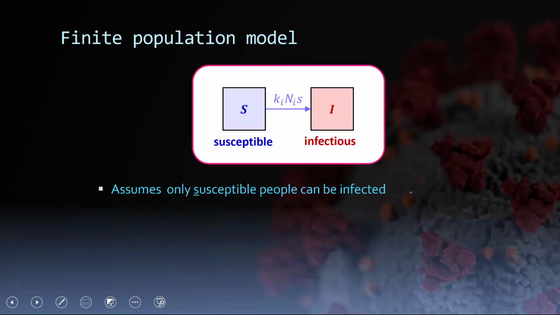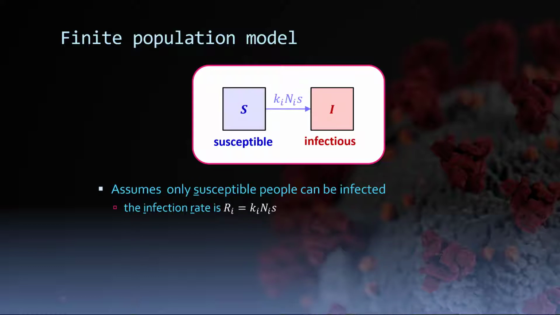The model that we're going to investigate is pretty much the same as the ones that we've talked about before. Really the only new thing is this lowercase s, which stands for the fraction of susceptible people. So this guy here, remember the thing that goes on the arrow is the infection rate, which we're also going to call Ri, and it has three components. It has Ki, Ni, and S.